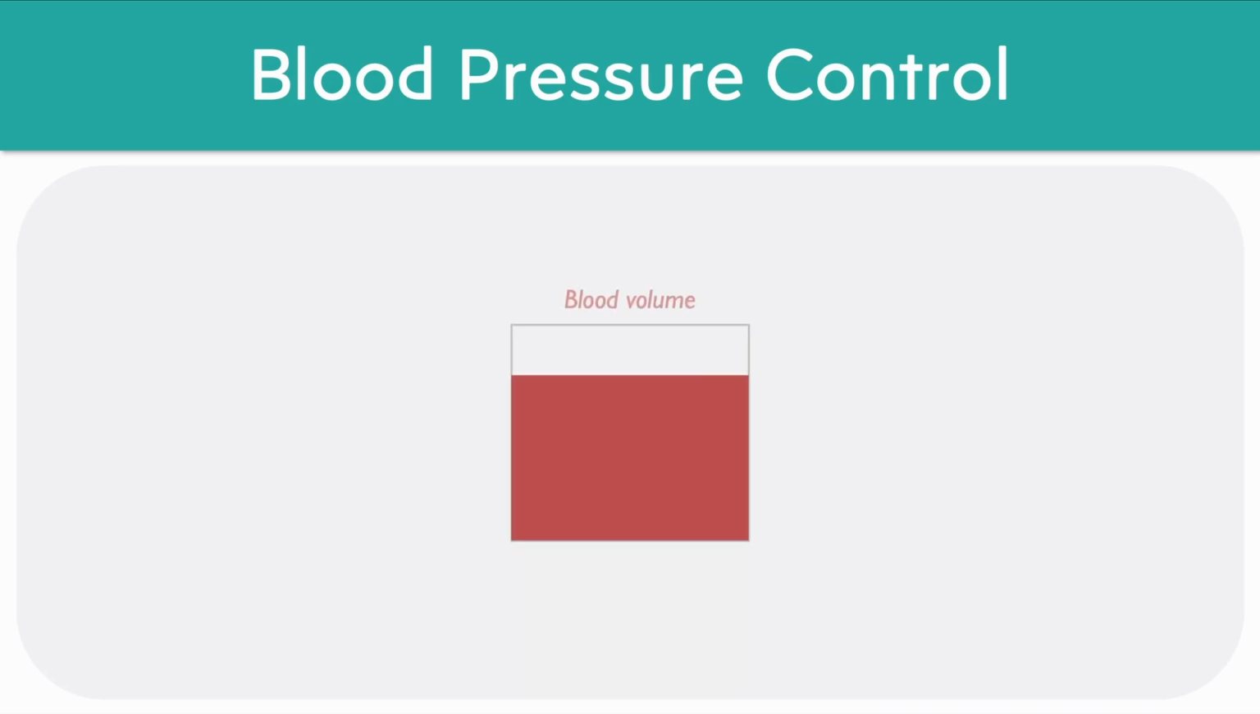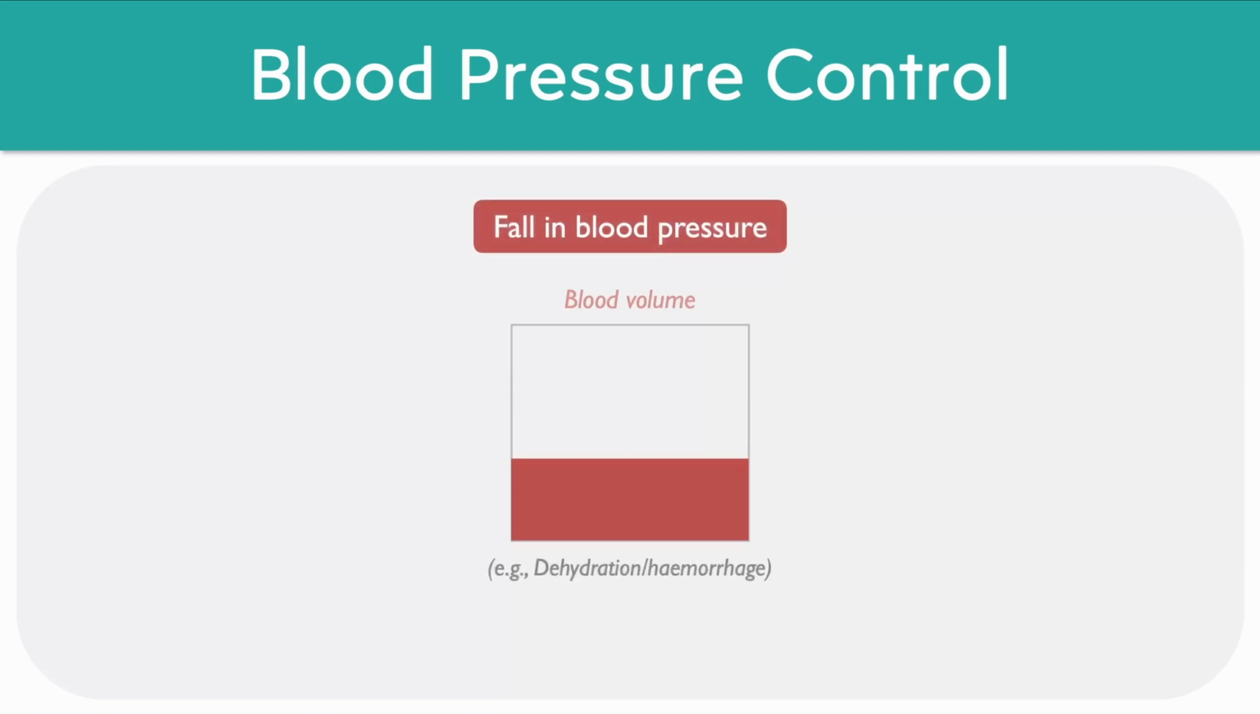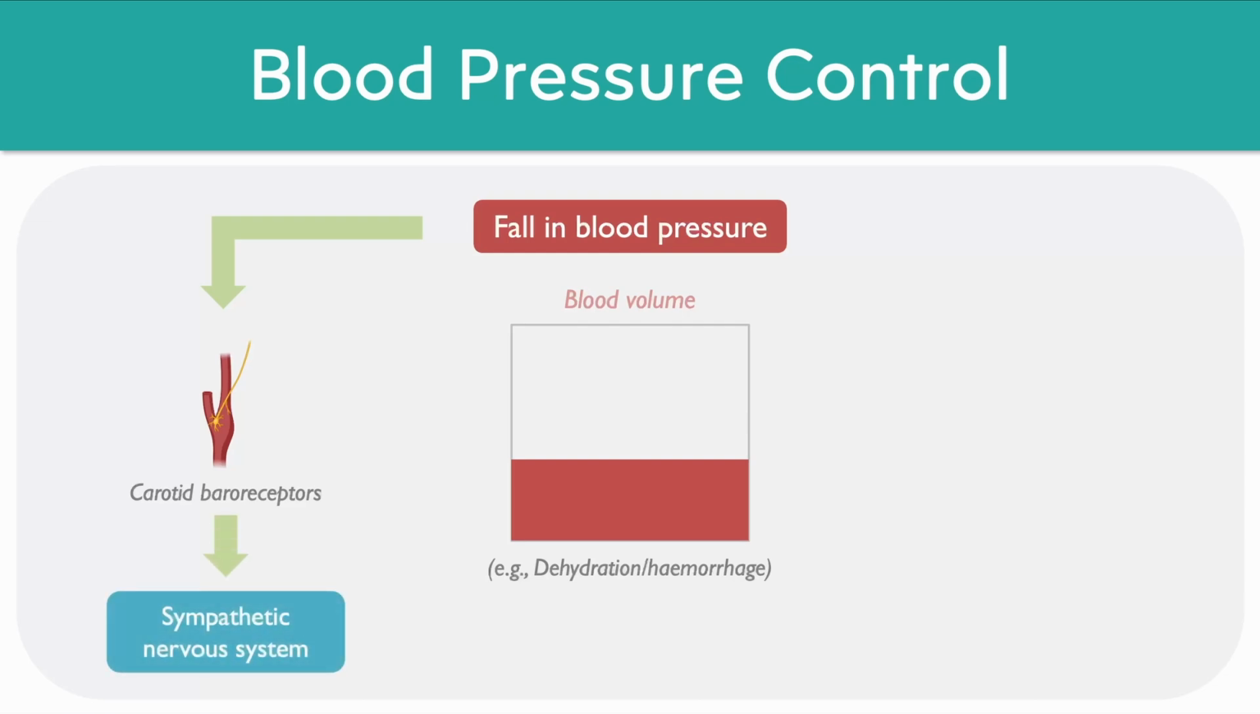When we have a sudden decline in blood volume or blood pressure, this triggers different types of receptors to become active. For example, we have receptors in the carotid arteries known as carotid baroreceptors, and when these detect a drop in blood pressure, they activate the sympathetic nervous system to try and return it back to normal.